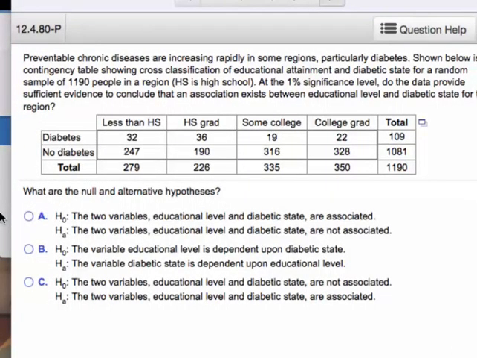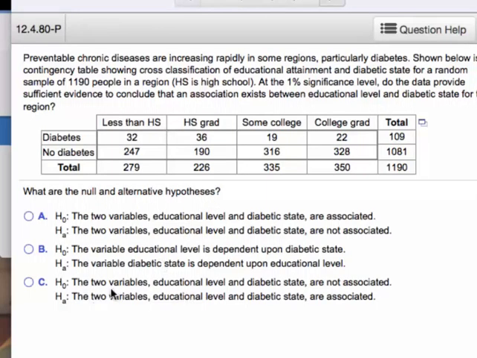All right, so we've got diabetes and level of education. Is there some correlation between diabetes and level of education, or are these independent variables? All right, so null and alternative hypothesis. The null hypothesis is that they're not associated. This will always be our null hypothesis. And then the alternative would be that there is an association.